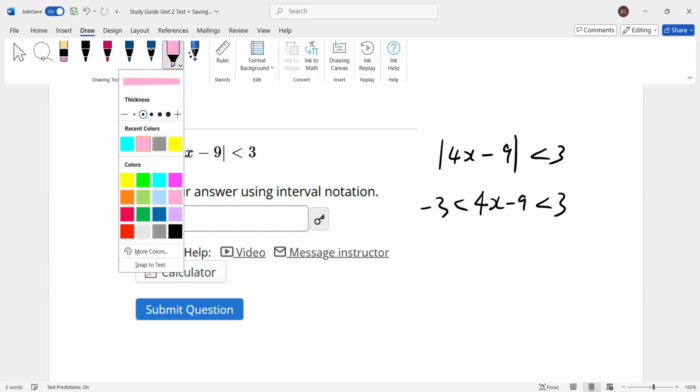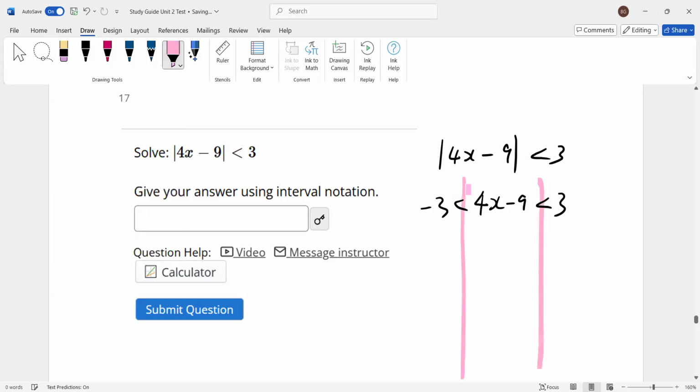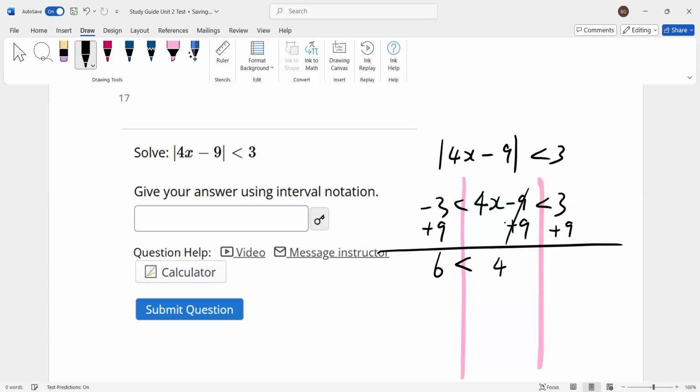We have three parts in the compound inequality: left side, right side, and the middle. We are going to isolate x in the middle. We add 9 to all three parts. Negative 3 plus 9 is 6. In the middle, negative 9 and positive 9 cancel, so we have 4x. 3 plus 9 is 12. Then divide by 4, divide by 4, divide by 4. Cancel, and we have x isolated in the middle. On the right side, we have 3. On the left side, we have 3 halves.